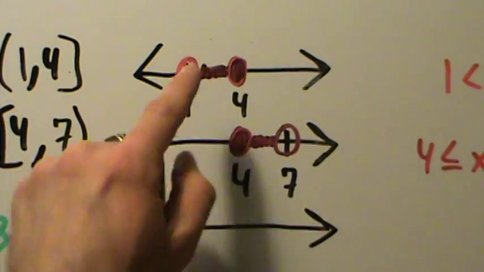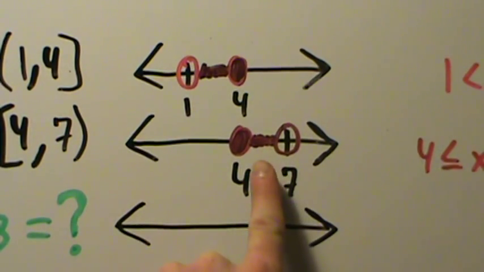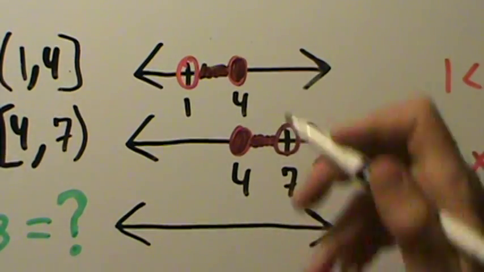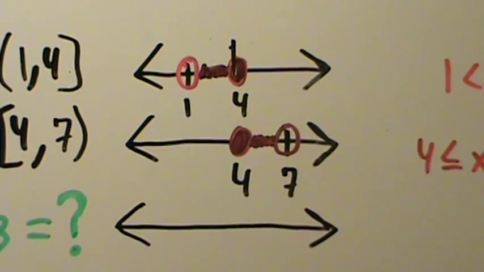Okay, so where is the overlap? Well, 1 to 4, all this stuff is only on the first interval. All this stuff is only on the second interval. The only thing they have in common is just this one number here, this 4. Okay, so let's maybe use a different color.